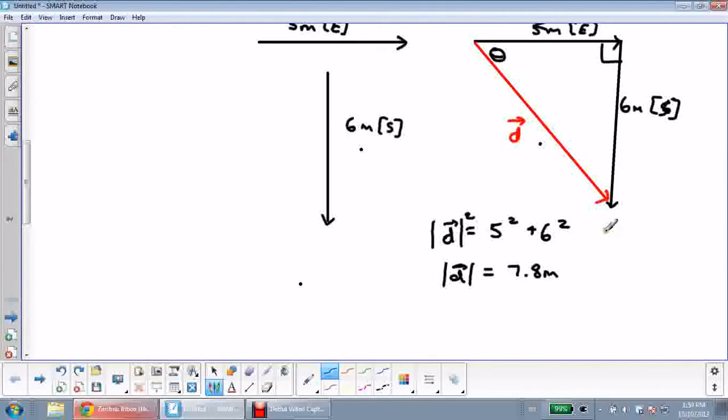The two sides I currently have are adjacent and opposite, so I'm going to use tan. Tan theta equals opposite over adjacent, which is opposite here is 6 because it's opposite the theta. The adjacent side is 5. I plug that into my calculator. I use the second function, or shift tan, and I get an angle of 50.2 degrees.